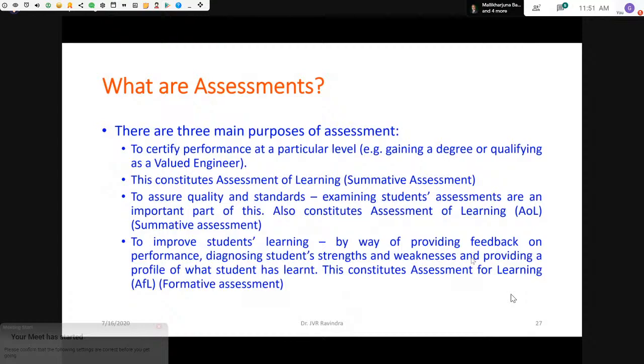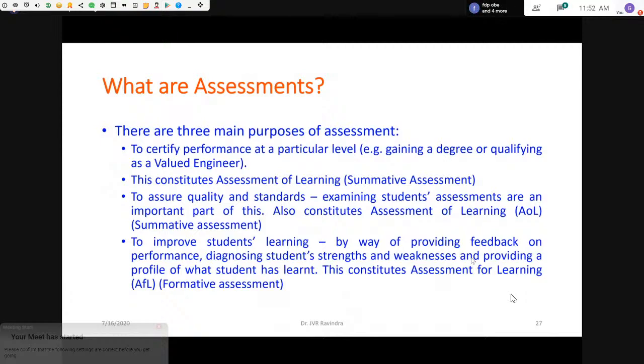By way of providing feedback on improvement, diagnosing students' strengths and weaknesses, because you are conducting a class test, you correct the question papers and then give it to him, saying that you are weak in so and so. This is your strength, this is your weakness. Because you are weak in this, improve it, because the same thing can be asked in the final exam. If the same thing is asked in the final exam, he may not be able to do it. So therefore the strengths and weaknesses of the students you have to clearly mention, and this constitutes assessment for learning. Okay, so that's what you call the formative.